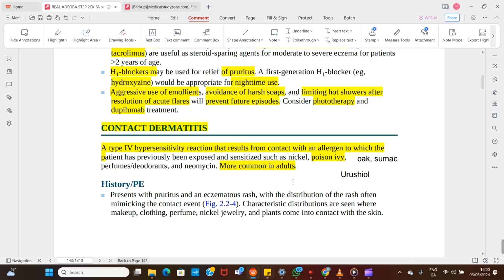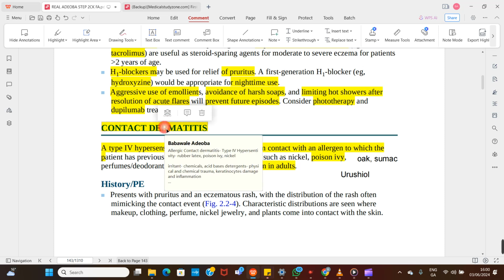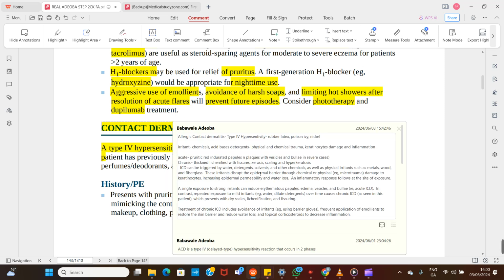Because I've said that the symptoms are usually acute, you typically have lesions very similar to what you have in atopic dermatitis too. Which is what I know you want to tell me: the papulovesicular lesion. Very important. You are going to see them here too. In addition to that, you can see plaques, and when it's very severe, you see bullae. So you see pruritic, red, indurated papules or plaques with vesicles and bullae in severe cases, right? That's what you usually have.